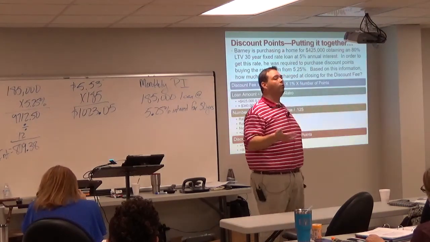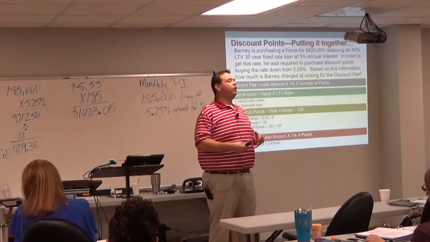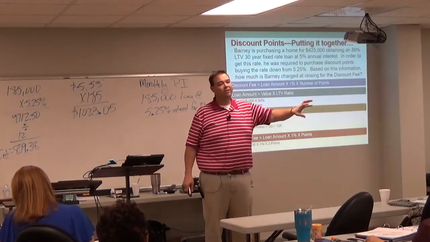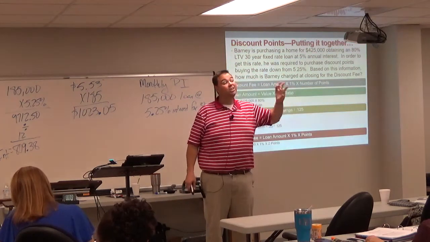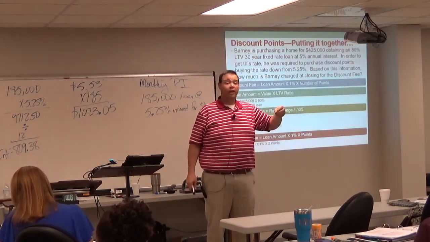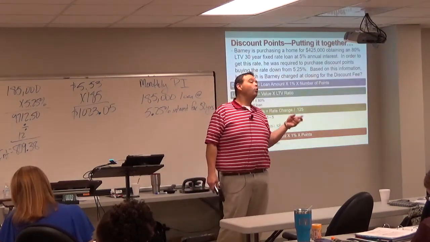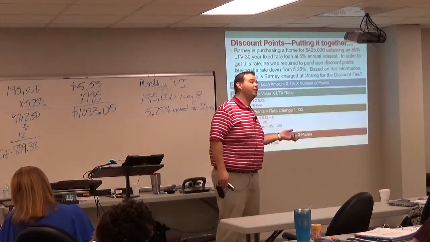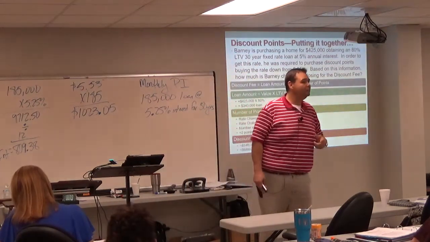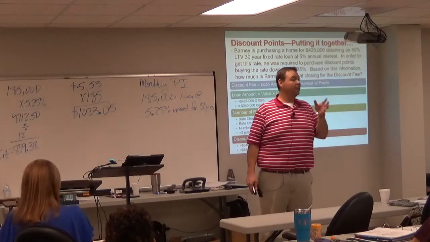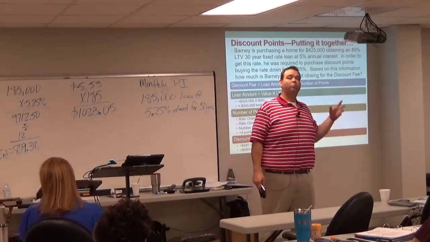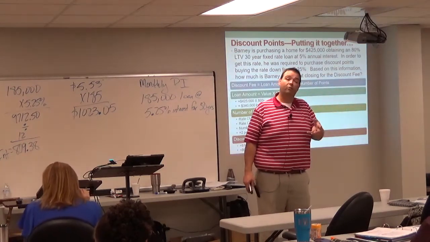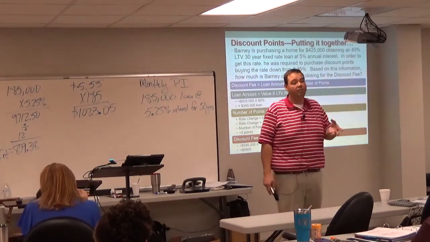Same thing with the discount points. How do you figure out how many you need? You figure out how much you want to change the rate, and you divide it by how much each one changes the rate. And that'll tell you how many you need to buy. Once you know how many you need to buy, you know what the cost is. The cost is always the same thing. It's 1% of the what? 1% of the loan amount. So 3 discount points is 3% of the loan amount, and 2 discount points is 2% of the loan amount.